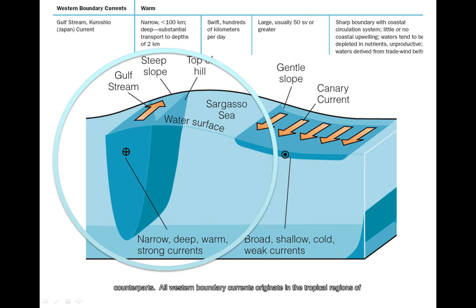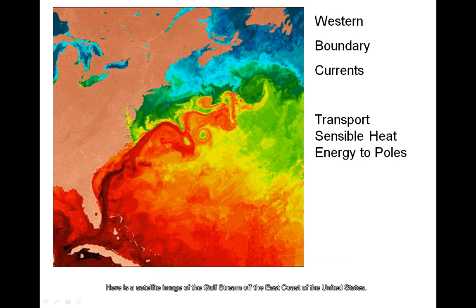Now, all these western boundary currents originate in the tropical regions of the ocean and therefore transport warm water from the tropics towards the poles. Now, here's a satellite image of the Gulf Stream off the east coast of the United States. And the red and orange colors are the warm waters of that Gulf Stream current. And these waters originated in the tropical regions of the ocean near the Caribbean Sea. And the western boundary current here is transporting the warm water from the tropics towards the poles.